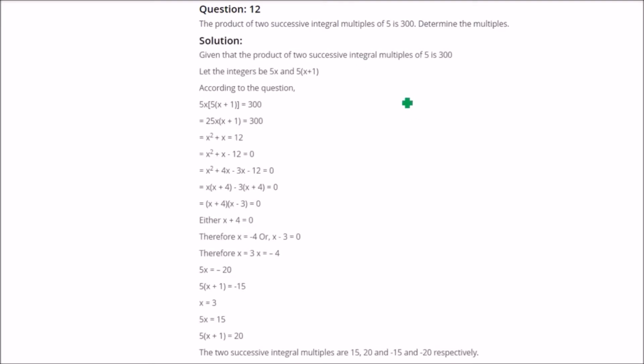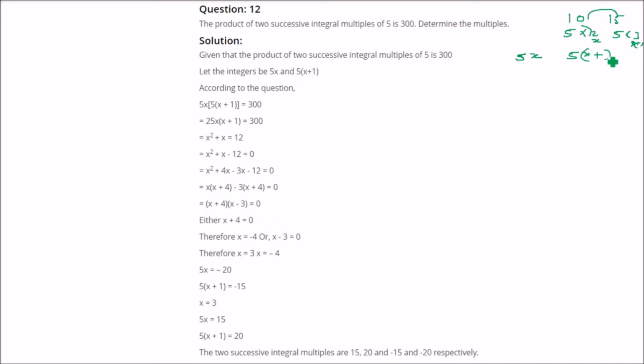The product of two successive integral multiples of 5 is 300. Determine the multiples. So how do we make sure that a number is a multiple of some number? If we have 5x, then this is a multiple of 5. That means 10 can be written as 5 into 2, and 15 as 5 into 3, that is we are writing some number x as the multiple of 5. So 5x is the multiple, and the successive one will not be 5x, the next will be 5 into x plus 1. So these are successive numbers which are multiples of 5.